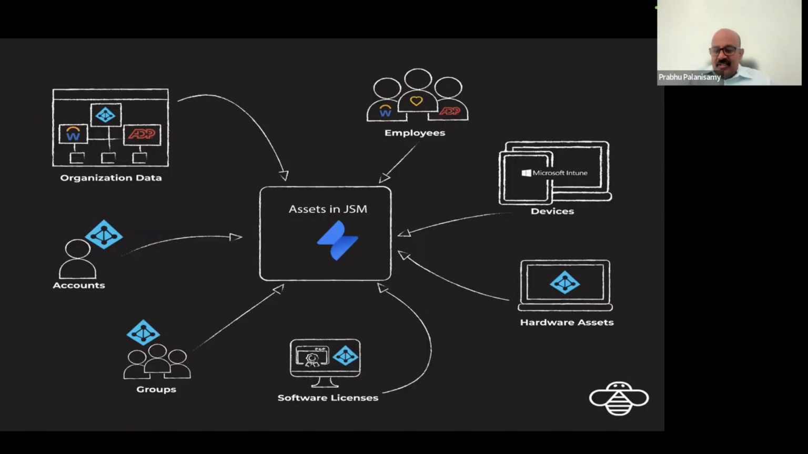Now, with those rich entity relationships, the value comes from the following areas, right? Now I can use the asset entities in my ticket for auditing, for analysis, compliance, use it in Jira automation as well as in workflows. Let me give you an example.